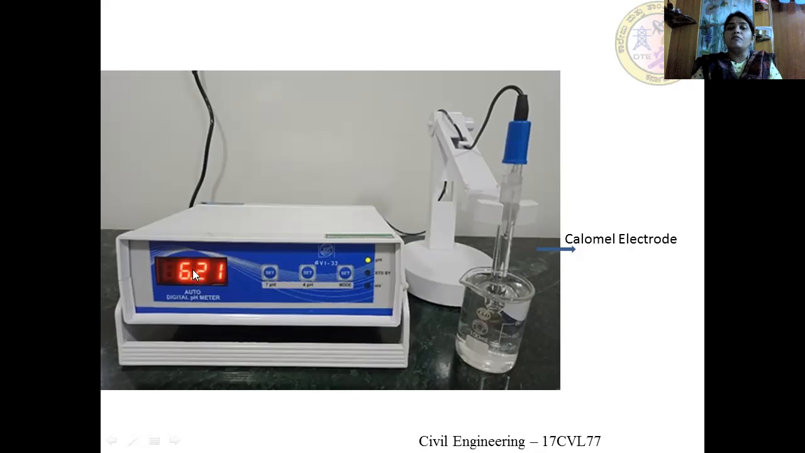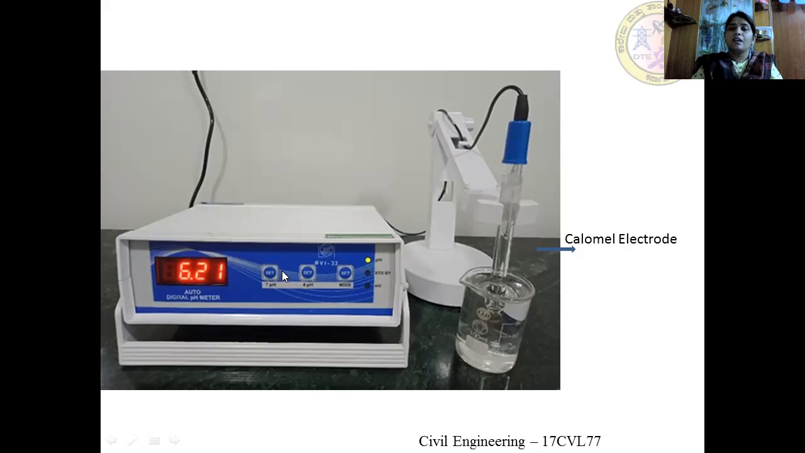Now the reading may be 4.01, 4.02. Again, I'll adjust it to 4. Next, repeat the same procedure, adjust it to 9. Again, get back to the standard solution. In this way, I repeat it two to three times till I get a value of 4.00 when I immerse this electrode in that. Once that happens, I say my instrument is calibrated, which means it is ready to be used.